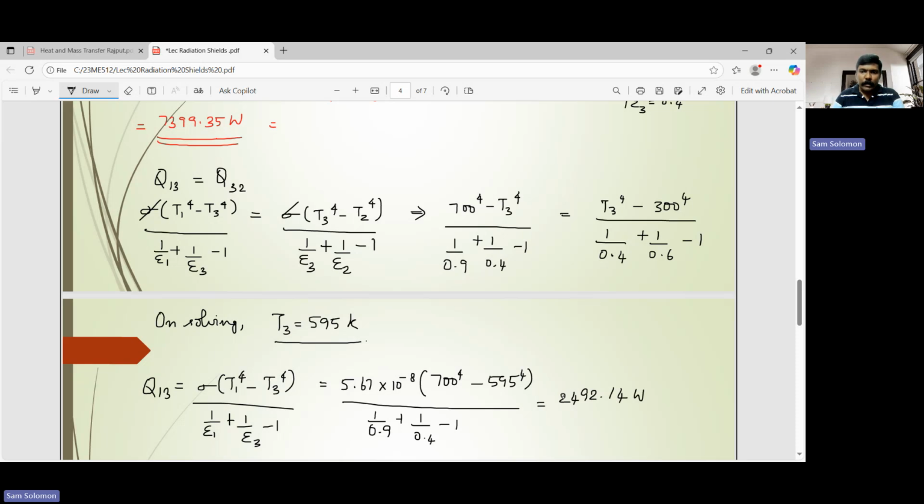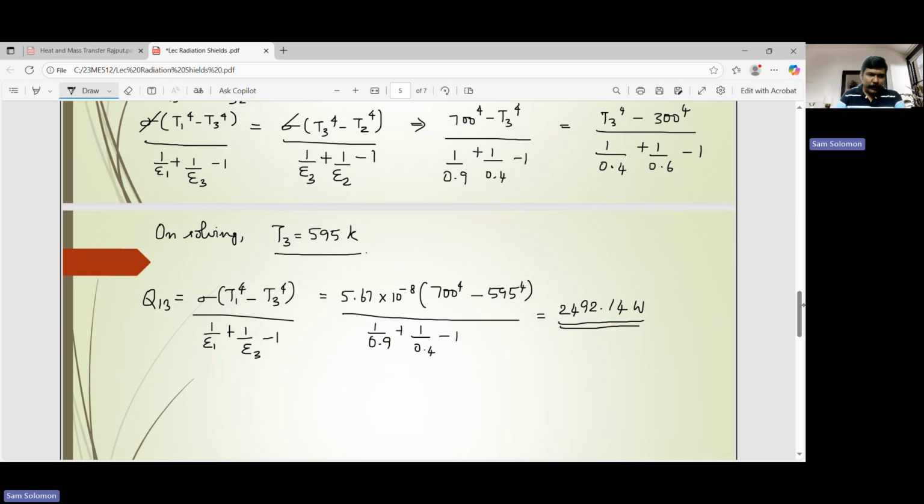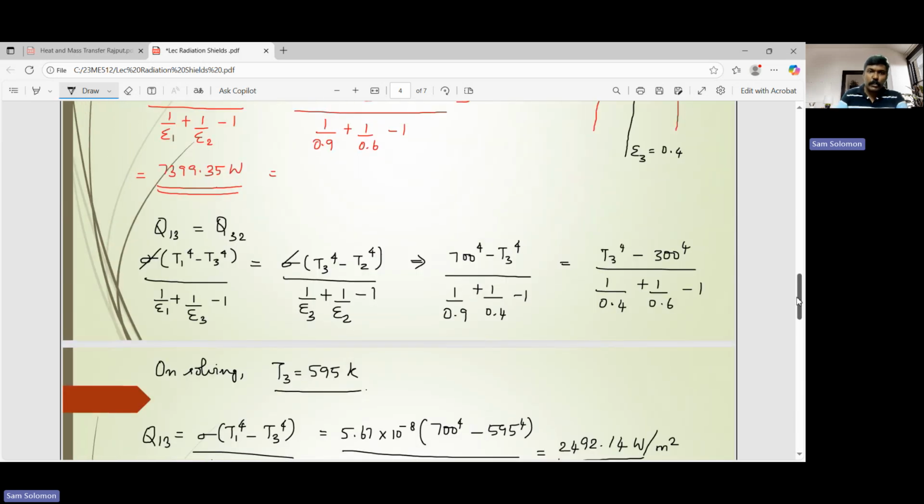2492.14 watts. So initially it is almost 7,400, and now it is almost 2,500. Okay. So now the difference, the reduction in the heat transfer rate. So percentage reduction in heat transfer rate is going to be equal to, and this is watt per meter square, because it is per area, isn't it? So the unit is supposed to be watt per meter squared for both the cases.